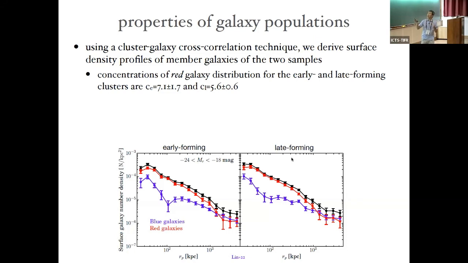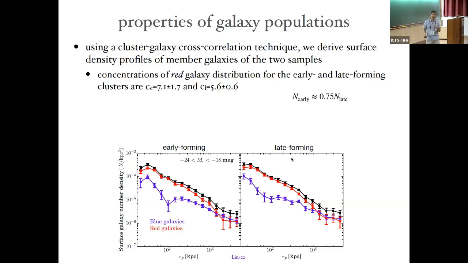Fitting an NFW profile to the red galaxies, we found the concentration to be 7.1 and 5.6 for the early and late forming samples, respectively, which is consistent with the expectation that for an old cluster population, both the mass and galaxy distribution should be more concentrated.